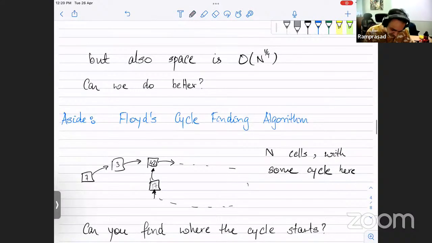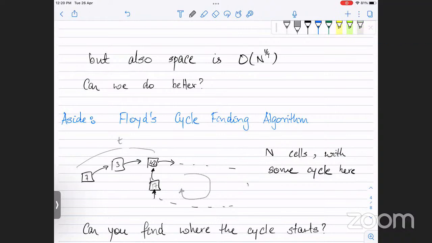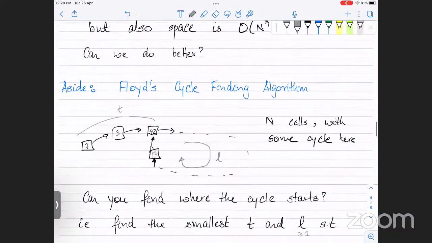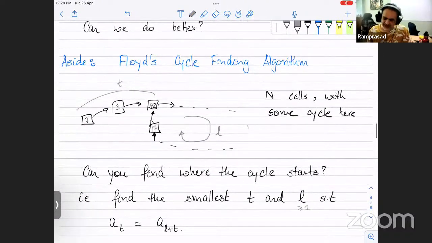So let's give some notation. We'll call the number of steps to the start of the cycle T, because it's like a tail that has been added to the cycle. And the length of the cycle, I'm going to call that L. T and L are both things that I don't know. We are basically trying to find the smallest T and L such that A_T equals A_{L+T}, where this is A1, this is A2, etc.